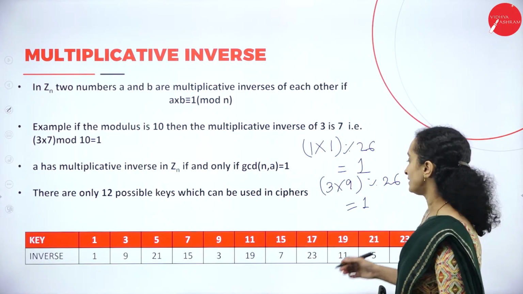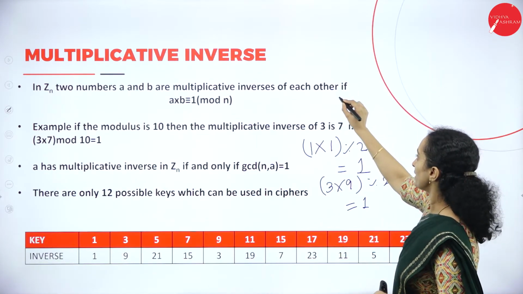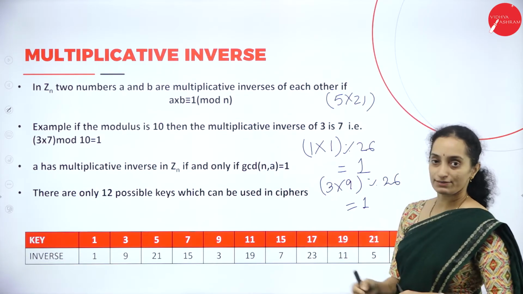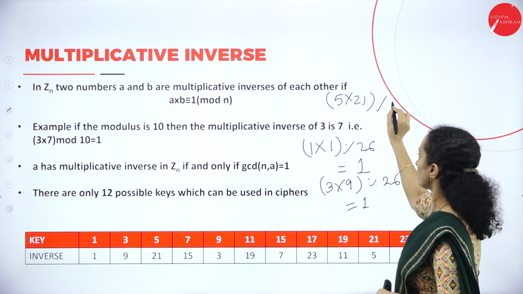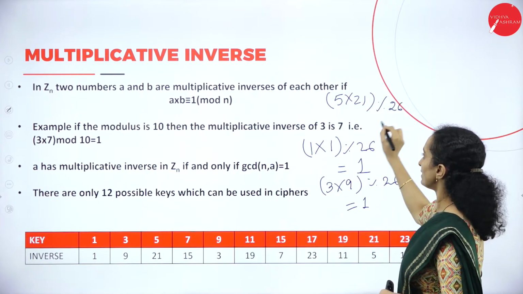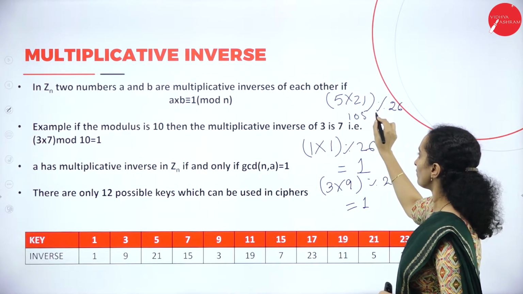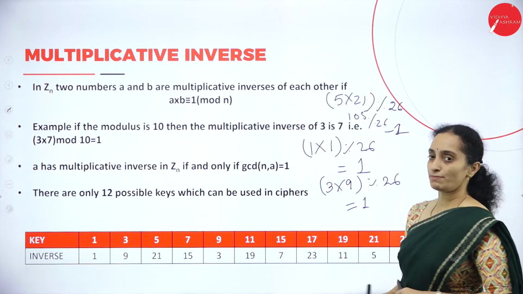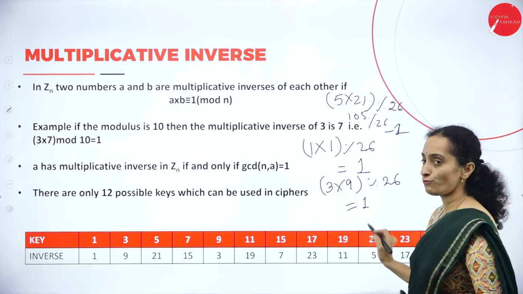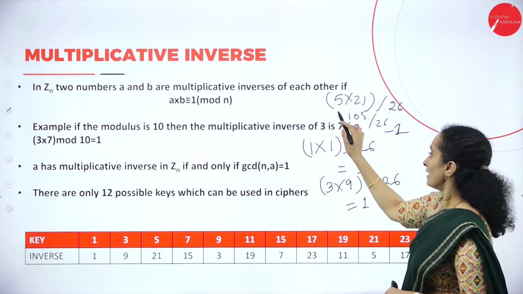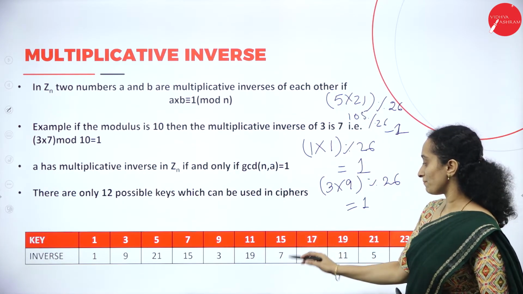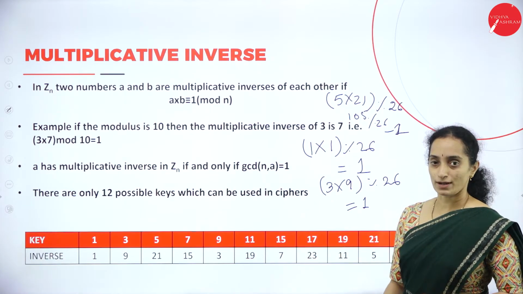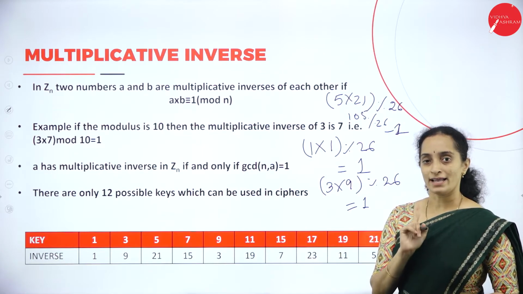Is it not? Next you have 5 into 21. 21 is the multiplicative inverse of 5. 5 into 21 is 105, and 105 modulo 26, the remainder will be 1. If you check any of the values in this table, multiply the two and perform the modulus operation on this product, it will give you the remainder 1.